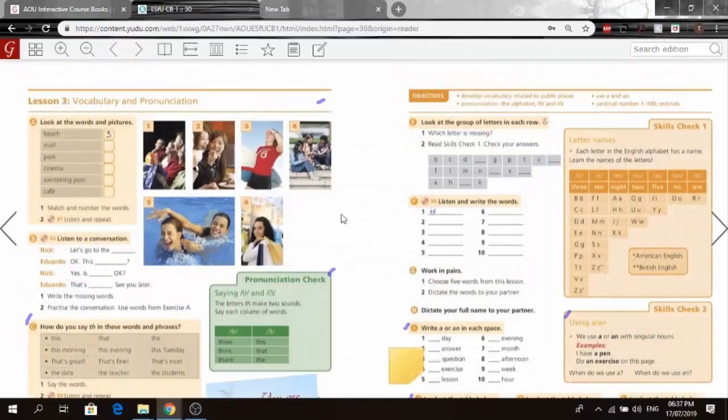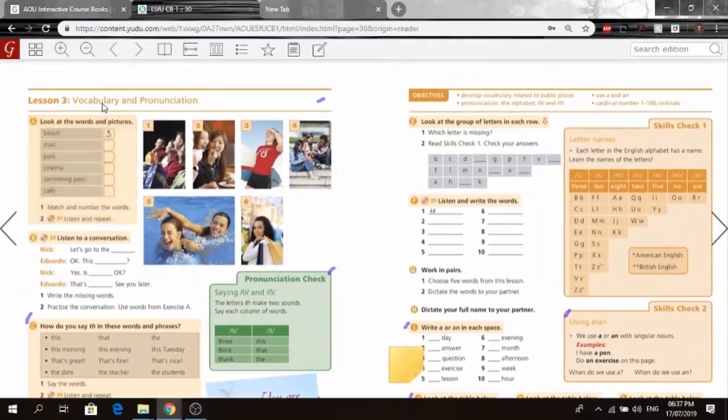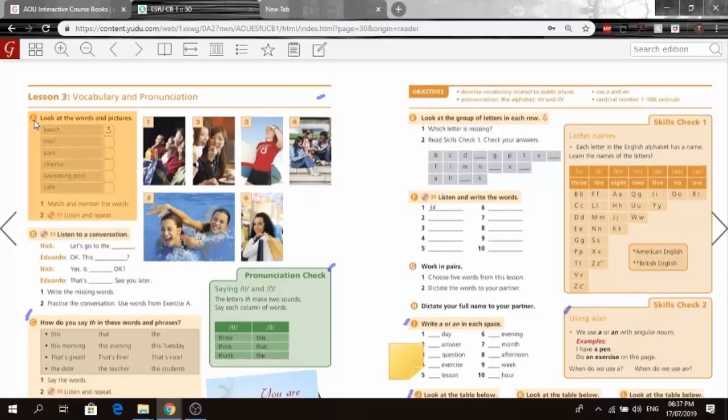Okay, everybody, so now moving on to lesson 3, the vocabulary and pronunciation. Let's just get right into it. So exercise A, look at the words and pictures. So here we have these 6 pictures, and these words correlate to these pictures, okay? So number 1's done for us, so beach is number 3. You can see this lady she wants to go surfing, so she's at the beach, okay?